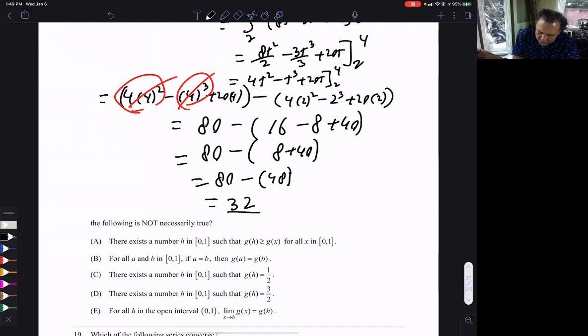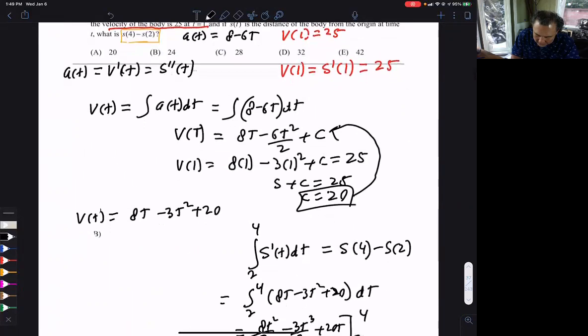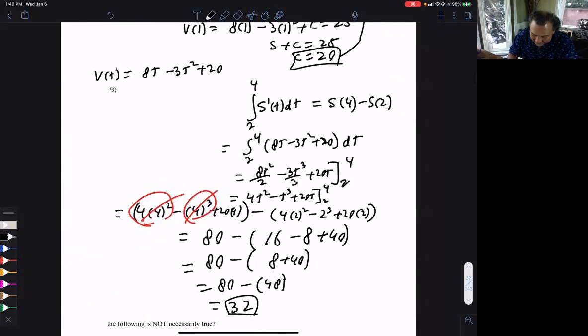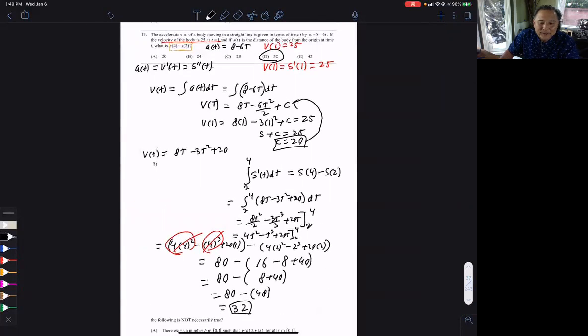That's going to be 32. Is that answer there? 32? Yes, hopefully that's the right answer. A lot of work, a lot of stuff just happened in that problem, but that's number 13.